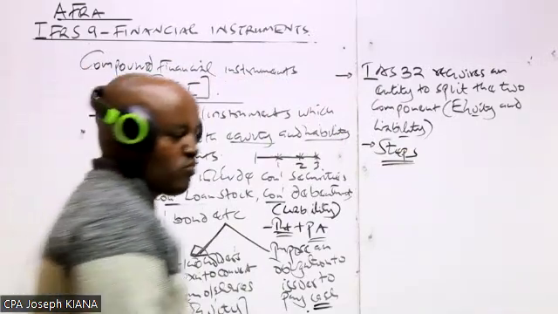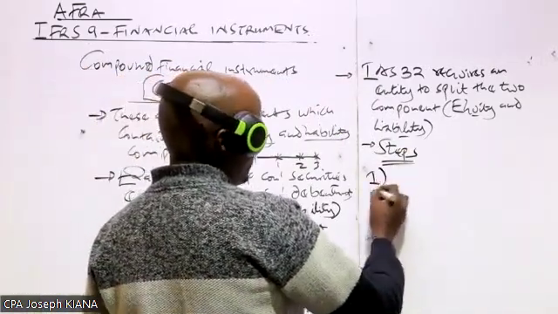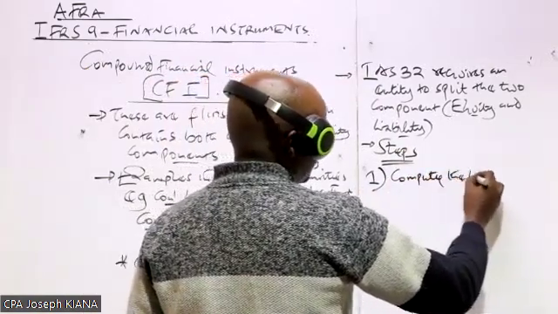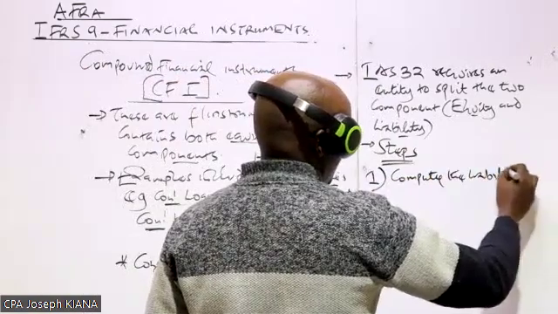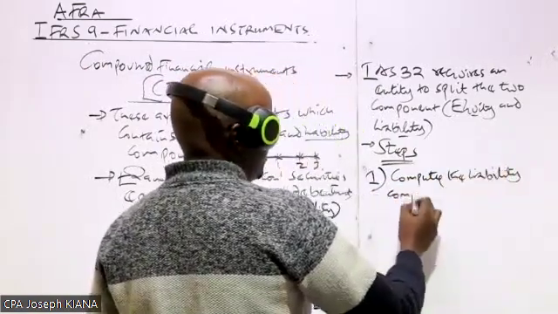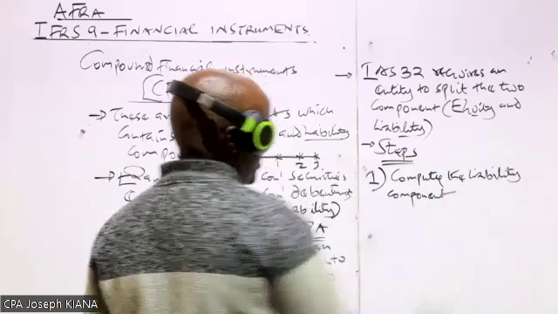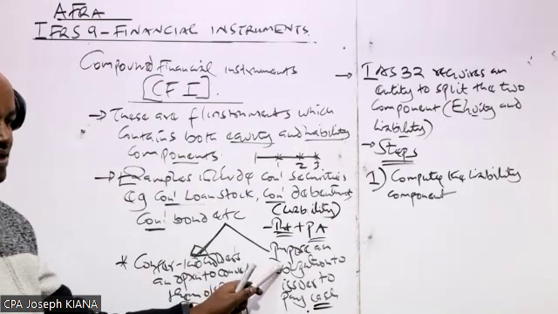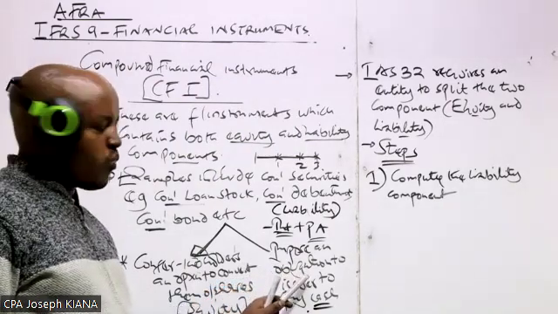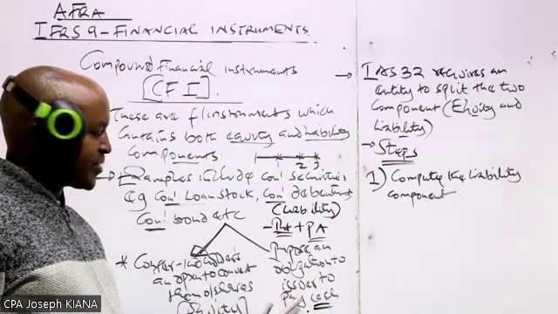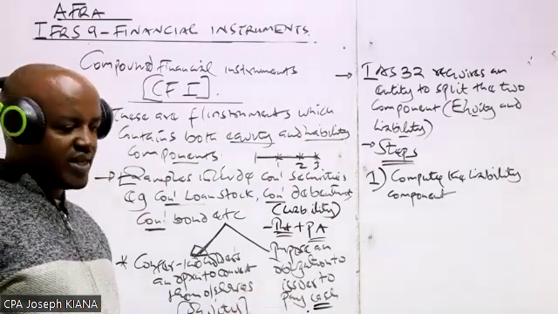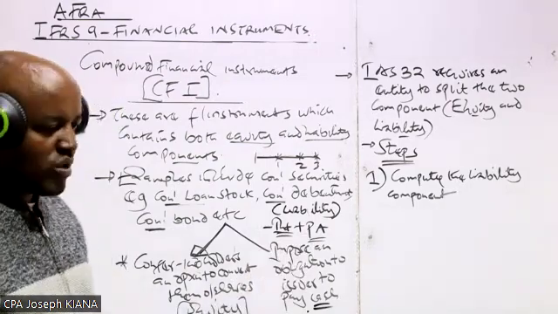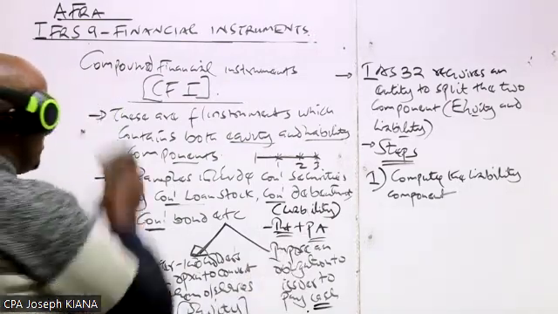components. Step one involves computation of the liability component. What is the liability component? You have to recall what we have said here. The liability is the obligation of the company to pay cash. So the cash which is to be paid by the company is the interest and the principal amount.